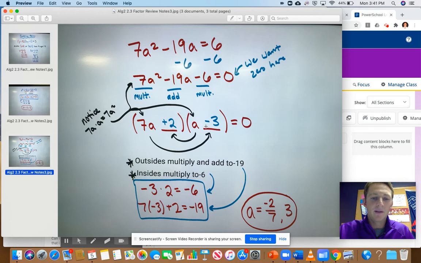That's awesome right there. And then 7 times negative 3 is negative 21. 1 times 2 is 2. So that's negative 21 plus 2 is negative 19. So yes, it is important where you put these two numbers, because that 7 has to multiply to the negative 3 to get negative 21.